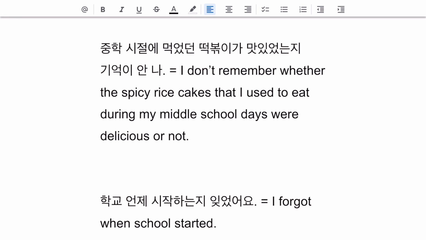Okay, this one. 중학 시절에 먹었던 떡볶이가 맛있었는지 기억 안 나. 중학, middle school, 시절 is like those days. So during middle school days, 먹었던 떡볶이, the 떡볶이 that we used to eat, 맛있었는지, whether or not it was delicious, 기억 안 나요. I don't remember whether the spicy rice cakes that I used to eat during my middle school days were delicious or not.